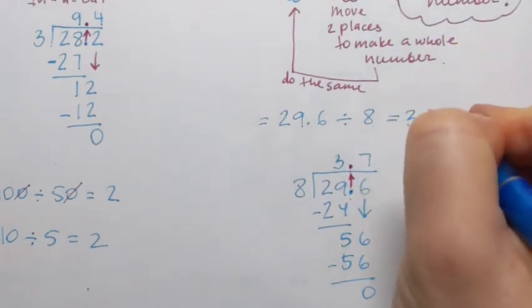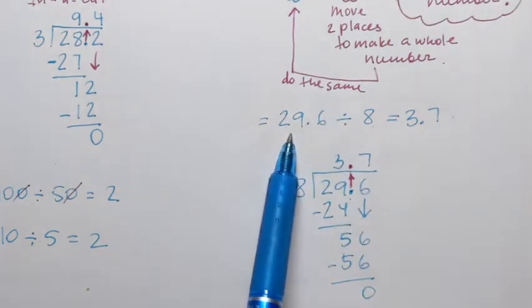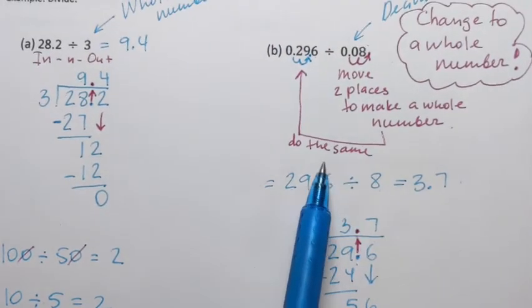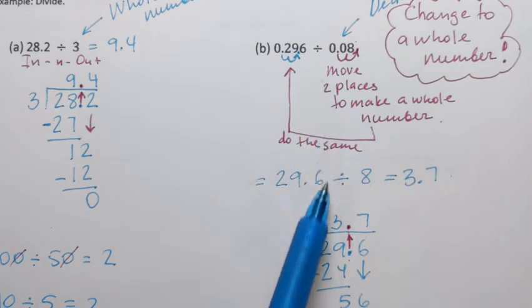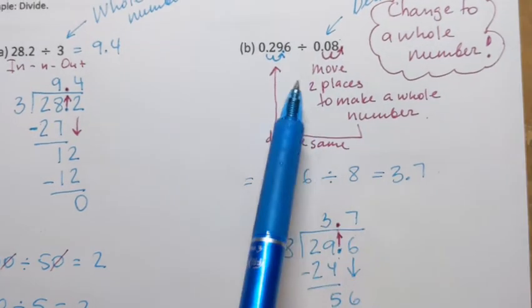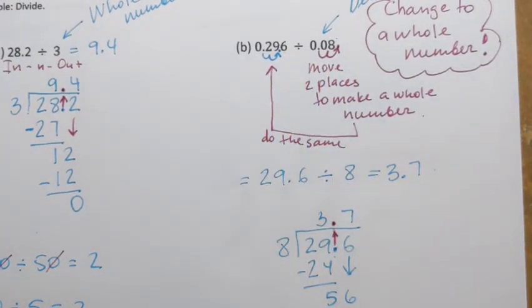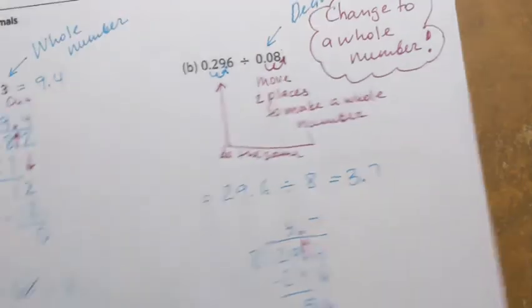So 3.7 is the result of the division of those two numbers as well as the original numbers that we had. So those two operations are equivalent. So the answer is 3.7. And let's finally look at one more example.